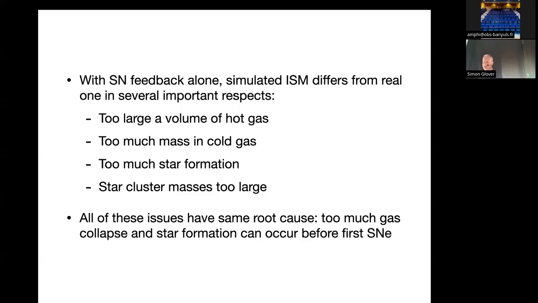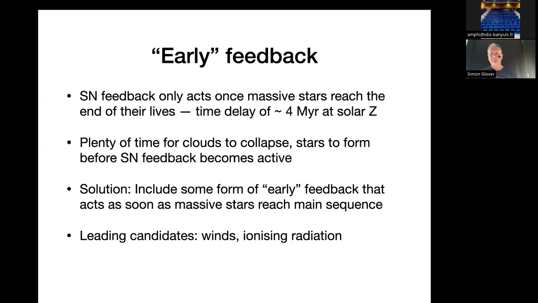And because a lot of your gas is in these cold dense clumps, then you've got a large volume of lower density material which you can heat up very easily. So you get a large volume of hot gas. So the solution to all of these problems is to have some form of feedback that happens faster. So what we call early feedback. Basically, some form of feedback that happens as soon as we start forming the stars. And the leading candidates for this are either stellar winds or ionizing radiation.